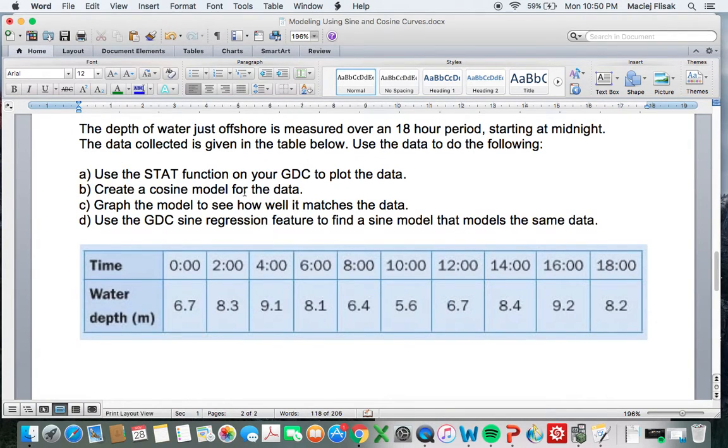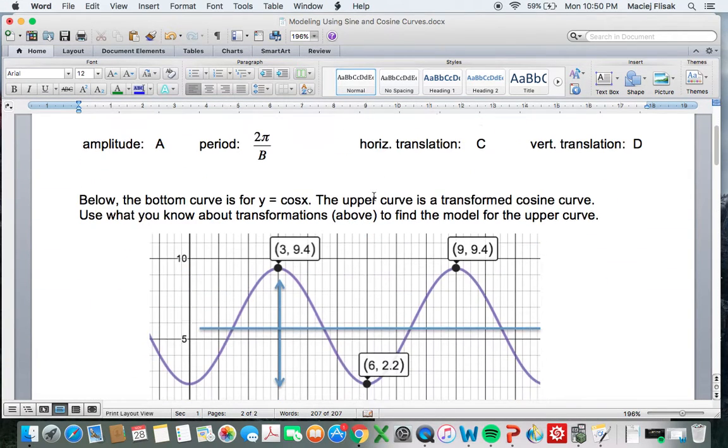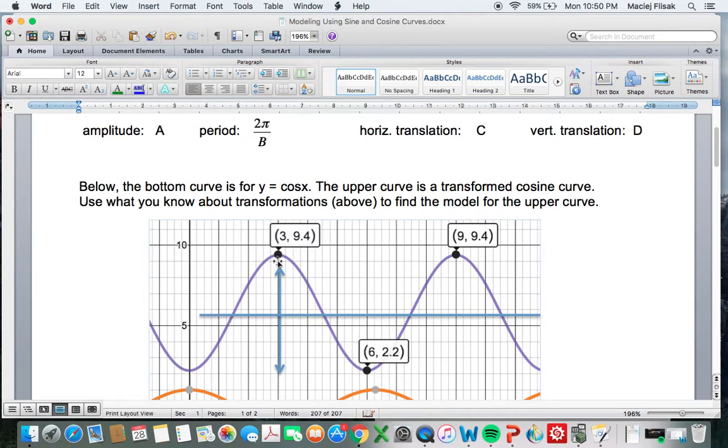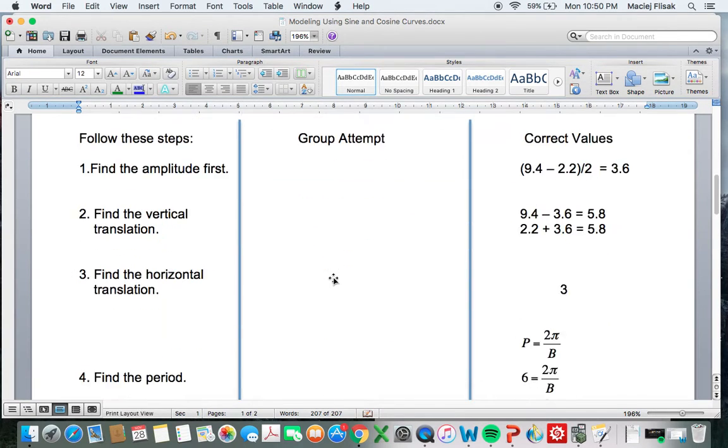B, create a cosine model. Okay, so just like we did on the front, we need a cosine model. So let's begin with the amplitude like we did before. Okay, always good to get the amplitude first. And remember the amplitude, if you look back on the first one again, to find the amplitude, we took the high point and the low point, the max and the min, you subtract them, and then you divide by 2, and it gives you the amplitude. So let's try that here.